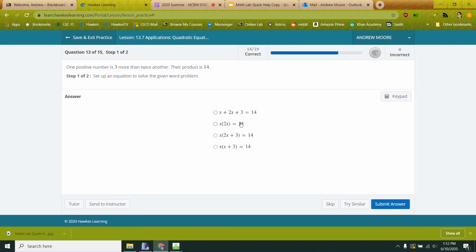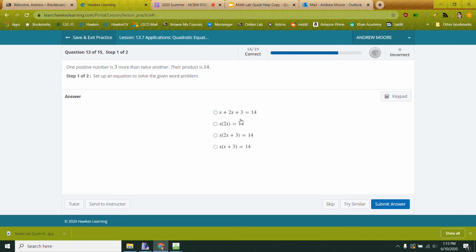One positive number is 3 more than twice another. Their product is 14. Well, 3 more than twice another actually looks like this expression. 3 more means that we're adding to it. Twice means that we're multiplying it. So this is good here. We also see that number here. So it's either this first or the second one.